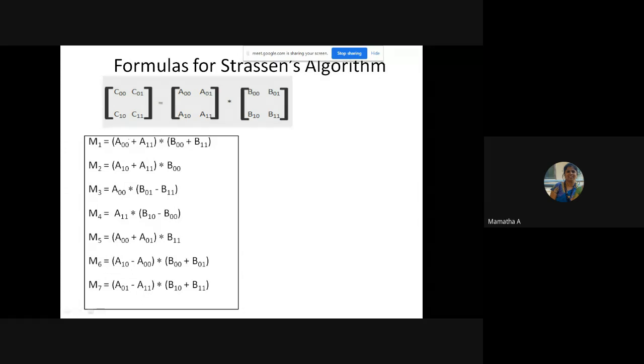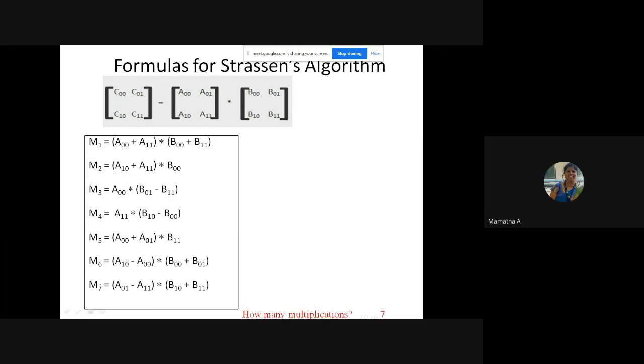Okay. Now, if you could observe, when I computed M1 to M7, how many multiplications I needed? How many multiplications I took?